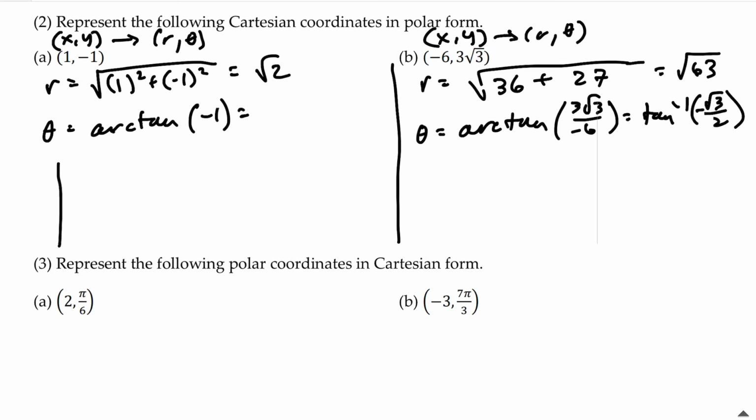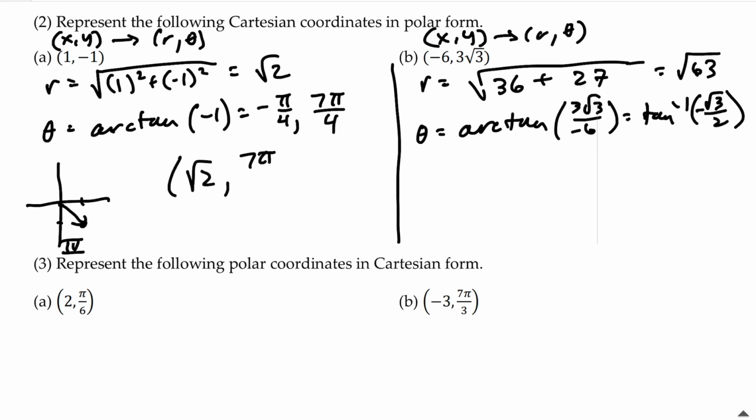Now the other thing that we have to recognize is where those coordinates are located. So we'll note that this coordinate is in quadrant 4, so we're going to need an angle measure that would be at that location. So we have two choices here. It could be negative pi over 4 or 7 pi over 4. And so you can choose which one you want it to be. So radical 2, I'll use the positive angle measure, 7 pi over 4 would be our coordinate.